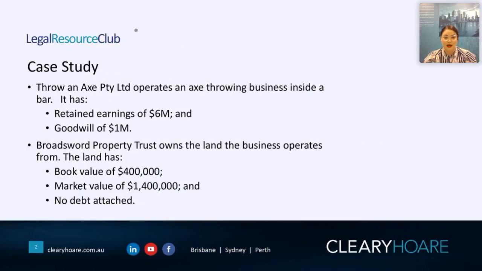So today we've got a case study. In this case study, we've got Throw an Axe, which operates an axe throwing business inside of a bar. The assets that we've got here are retained earnings of around $6 million and goodwill of $1 million. The other entity we're going to look at is the Broadsword Property Trust, and it owns the land the business operates from. This land has a book value of $400,000 with a market value of $1.4 million. There's no debt attached to this land.